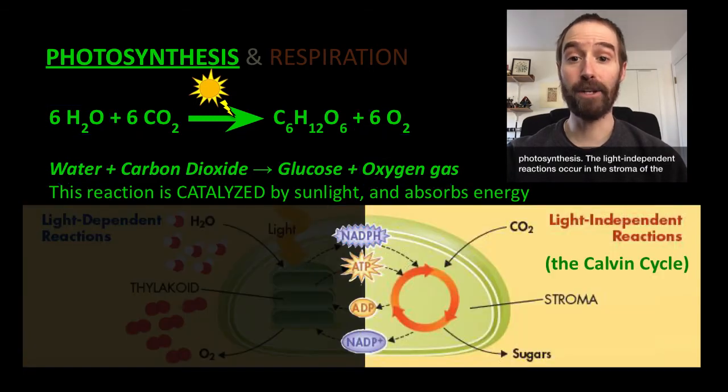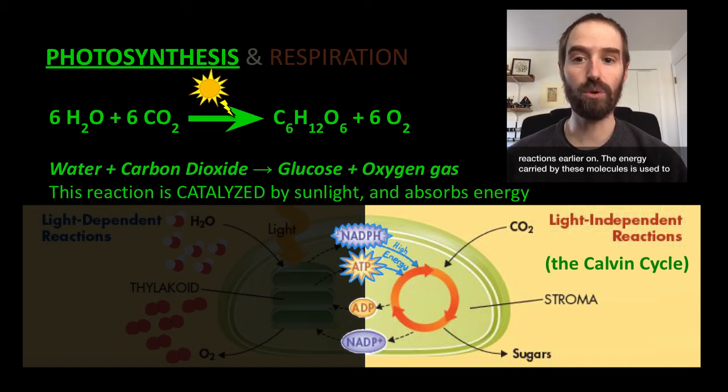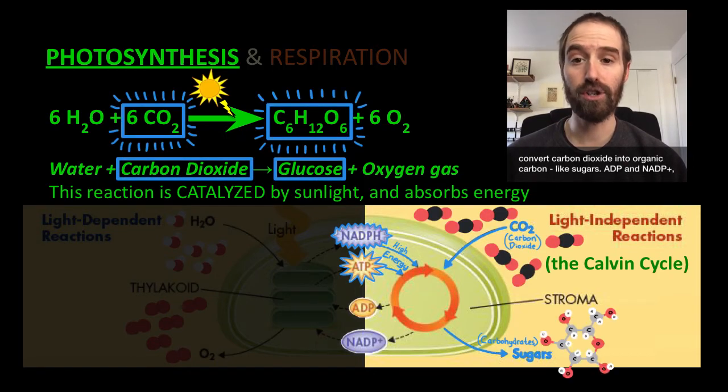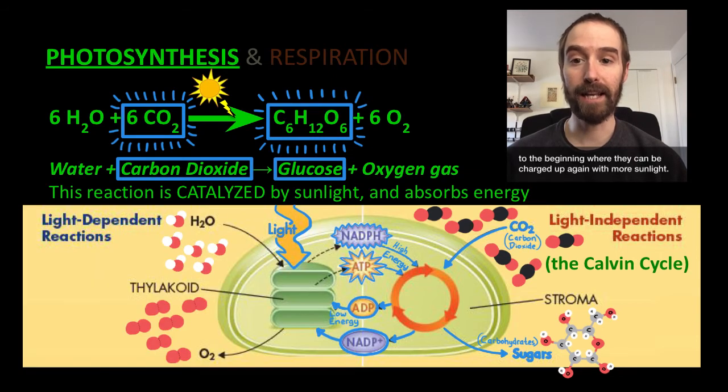The light-independent reactions occur in the stroma of the chloroplast and do not require sunlight. This part of photosynthesis is powered by the ATP and NADPH produced during the light-dependent reactions earlier on. The energy carried by these molecules is used to convert carbon dioxide into organic carbon, like sugars. ADP and NADP+, the low-energy forms of ATP and NADPH respectively, are cycled back to the beginning where they can be charged up again with more sunlight.